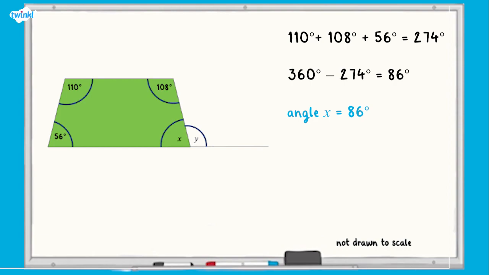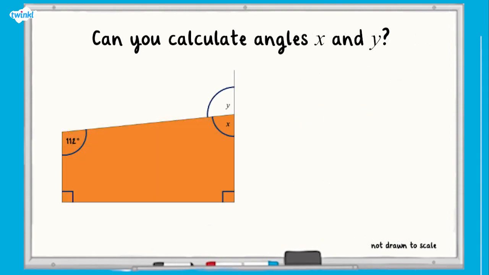To calculate angle Y, we need to remember that the angles on a straight line are equal to 180 degrees. 180 degrees subtract 86 degrees is equal to 94 degrees. Angle Y is 94 degrees. Now it's your turn. Can you calculate the missing interior and exterior angles in this quadrilateral? Pause the video here whilst you work out your answers.